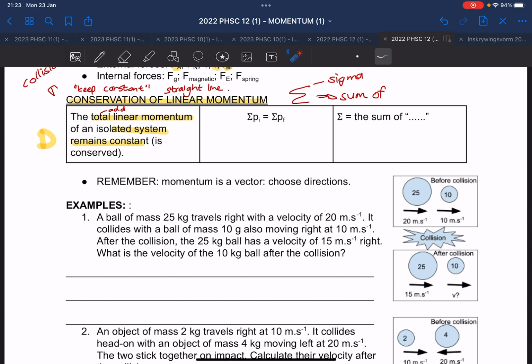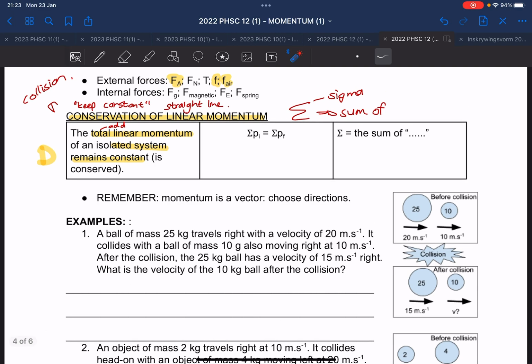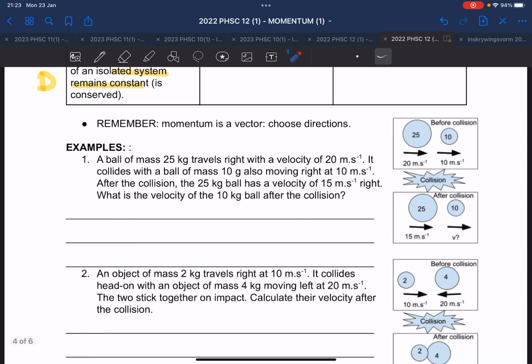So that is what your practical will also be all about. Okay, this is when we're going to let two trolleys crash, and we're going to see if the momentum will be conserved. Okay, so we're going to look at closed systems or isolated systems, and we're going to look if the total linear momentum is conserved. Okay, and then I just remind you, remember, it is a vector, momentum, so you need to choose a positive direction.